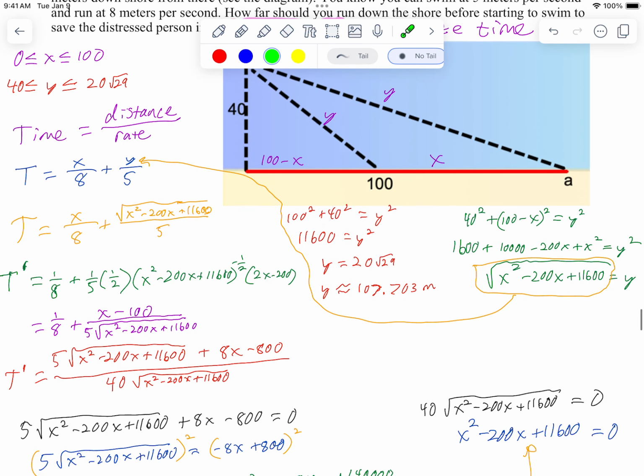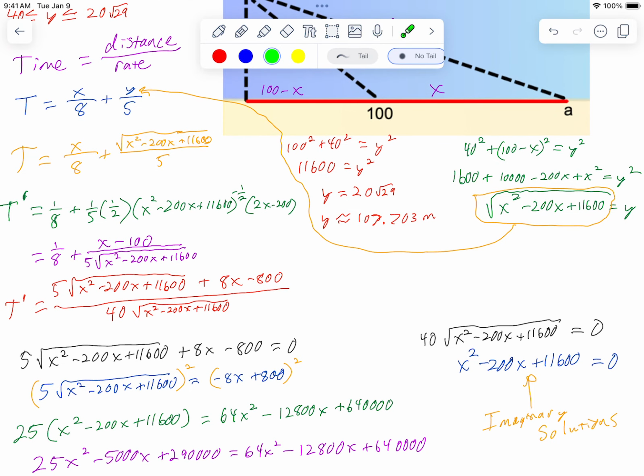Now we need to get a common denominator. So I multiply the top and the bottom of this by 5 times root x squared minus 200x plus 11,600. And I multiply the top and the bottom of this by 8. So that's how I get this portion here.